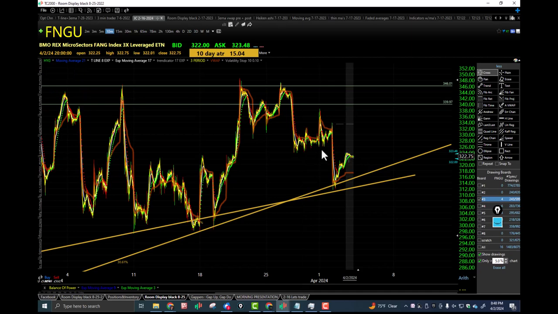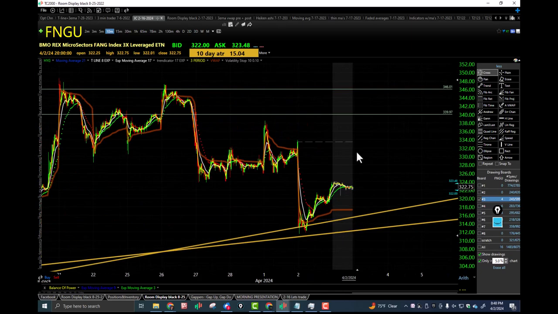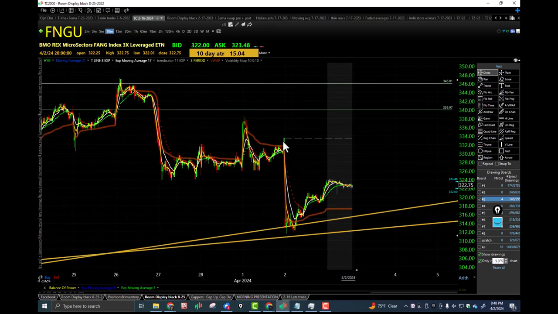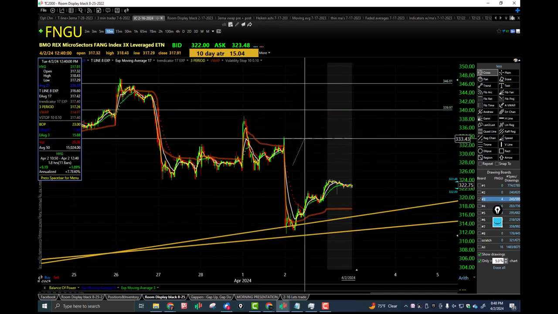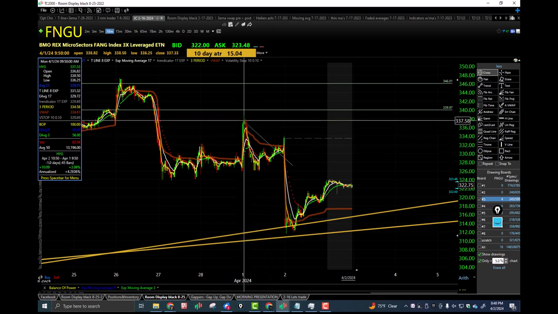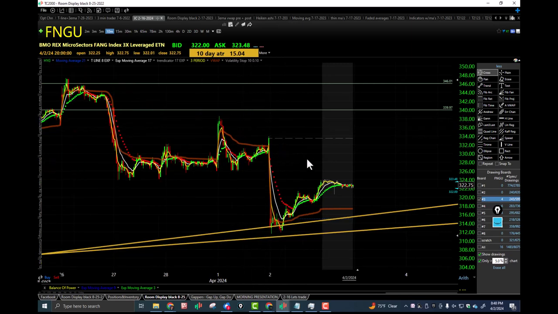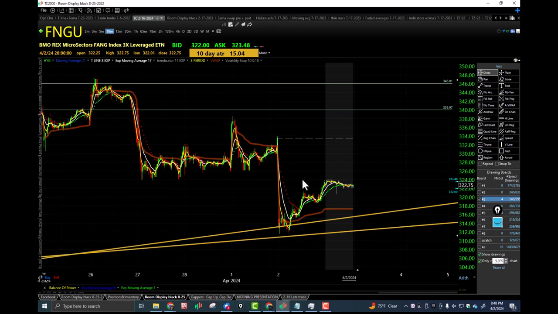Okay. If they start consolidating over to the right through here, they're going to start climbing this breakdown candle, this candle here. Fill the gap. All right, they're going to fill the gap and then start climbing this breakdown candle right there. Okay, that's what FNGU is looking good to do.